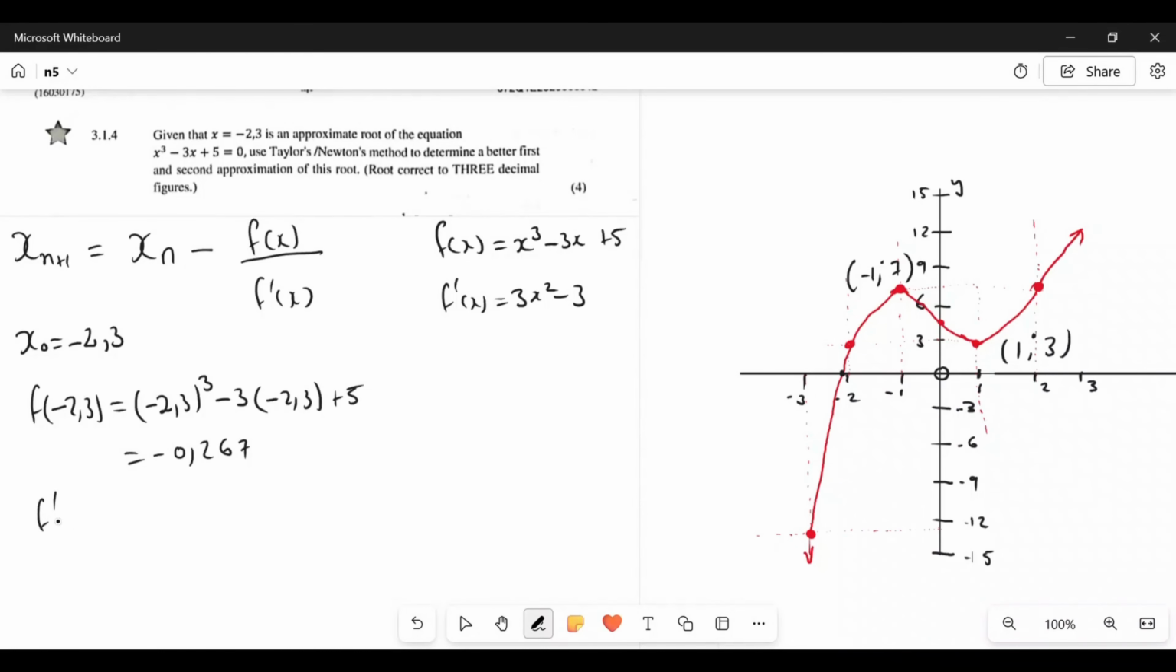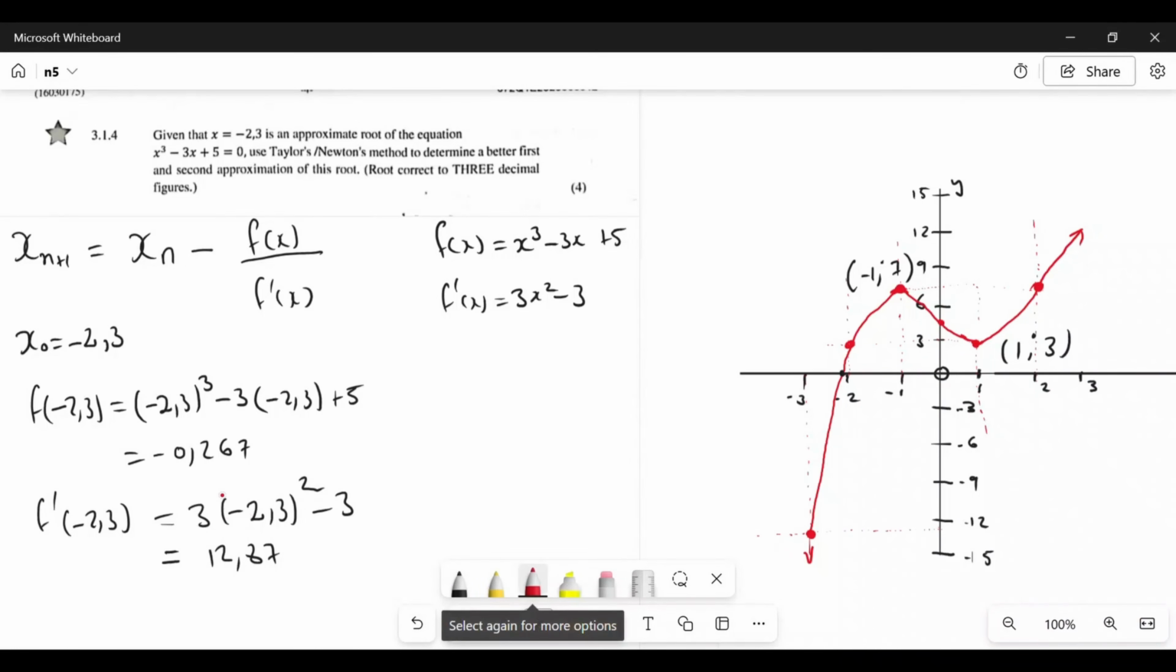For f of x prime, but this time around, it's not going to be f of x. It's going to be f of -2,3 prime, but it's based on this derivative here. So wherever there is x, we're going to put -2,3. So we have 3 multiplied by -2,3 squared, minus 3. So what do you get there? I'm getting 12,87. Remember, use your calculators, guys, to make sure that you get the right answer.